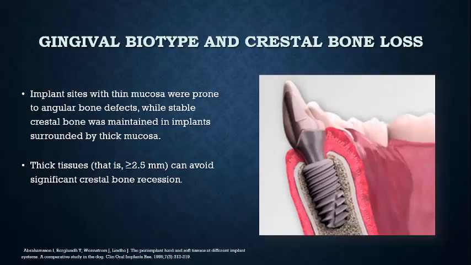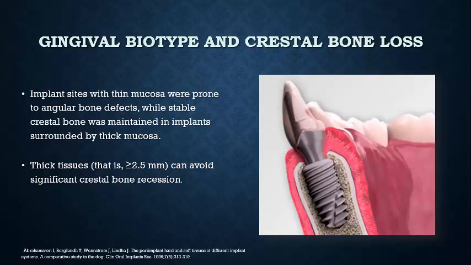Also, there is a relationship between the gingival biotype and crestal bone loss. Many studies show that when we have a thin biotype, and we place an implant with thin biotype, we will see some bone loss around the neck of the implant. A thick tissue, which is more than 2.5 millimeter, can avoid significant crestal bone recession.